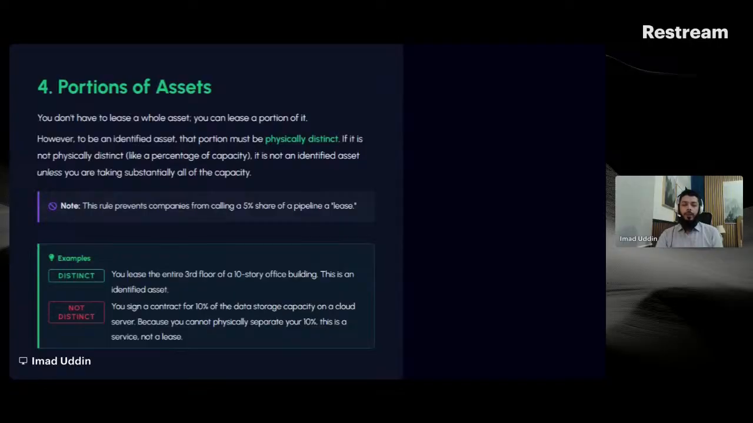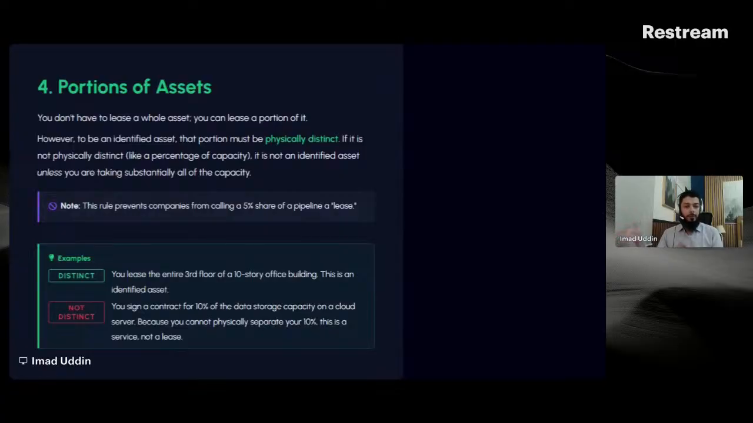So when would that asset be physically distinct, and when would that not be distinct? When you lease an entire third floor of a 10-story office building, this is an identified asset. Even if you rent a particular room on a particular floor, that could still be an identified asset. But if you have signed a contract for 10% of the data storage capacity on a cloud server, this is not a lease because you cannot physically separate your 10%.